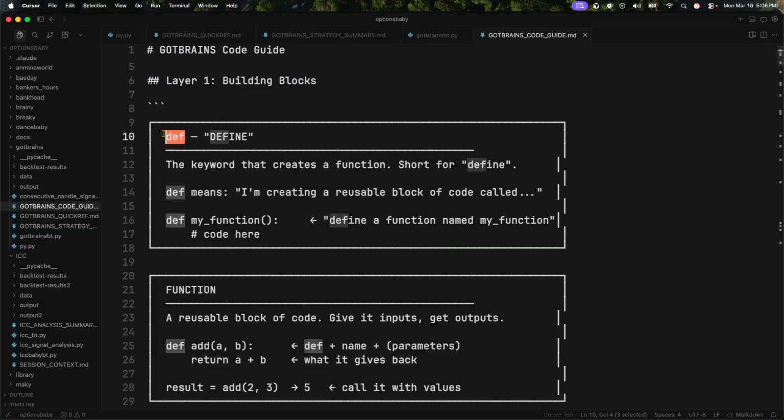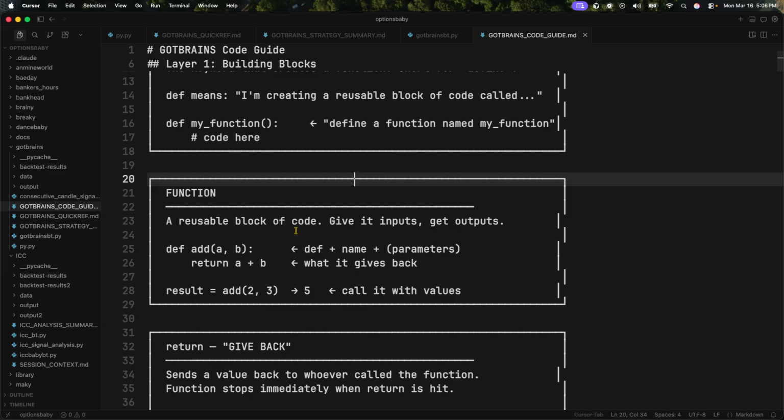All right. So whenever you see a def, right? A def, in other words, means define. This is the keyword that creates a function. It's short for define. Def means I'm creating a reusable block of code called, blah, blah, blah, whatever it is. So def my_function, def is going to be define, and the function is named my_function. So def is where you define your function. A function is a reusable block of code. You give it an input and you get the output.